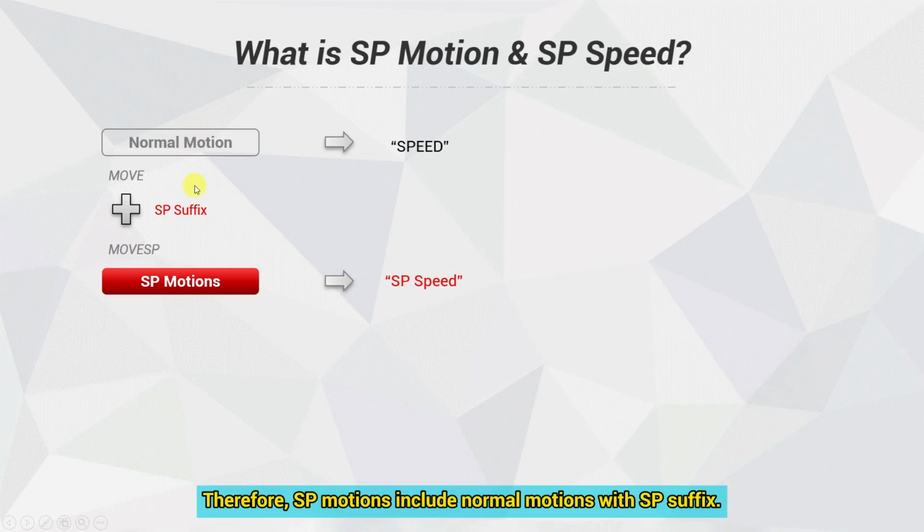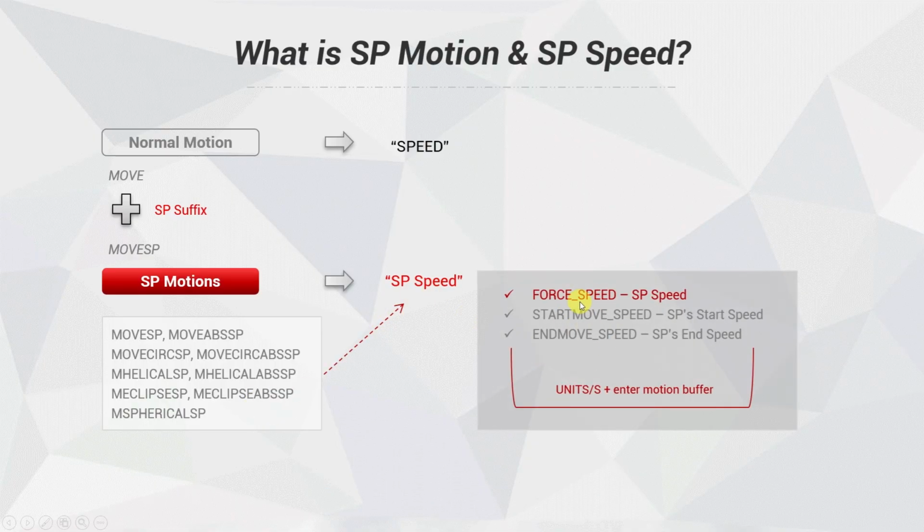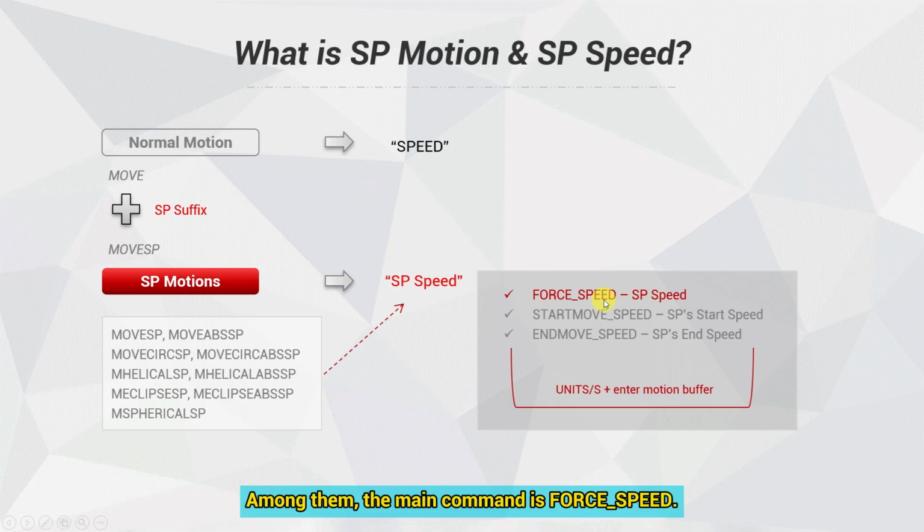Therefore, SP motions include normal motions with an SP suffix. And in lesson 1, we have already learned normal motions. Here shows all SP motions. They all use SP speed. For SP speed, there are 3 commands: force speed, start move speed, and end move speed. The unit is units per second. Among them, the main command is force speed.